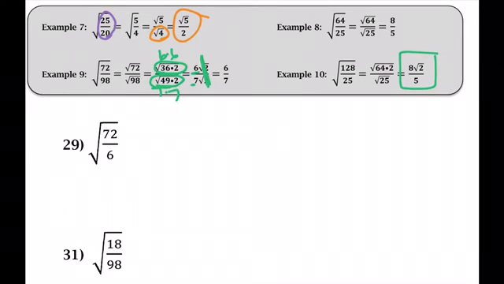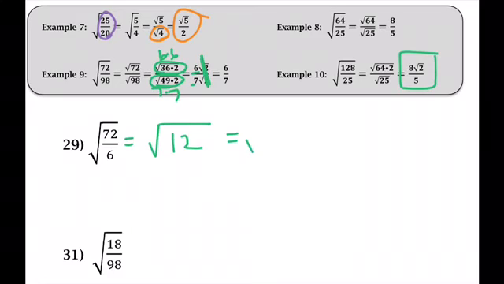Number 29, square root of 72 divided by 6. The first thing I want to check is, does 6 go into 72 evenly? And actually it does on this one. So 72 divided by 6, that comes out to be 12. And so that's the same thing as just saying the square root of 12.